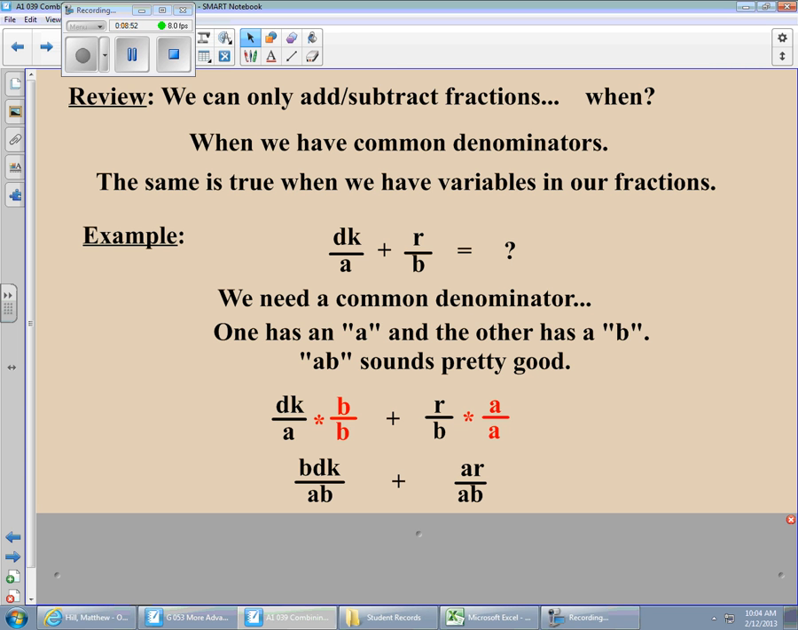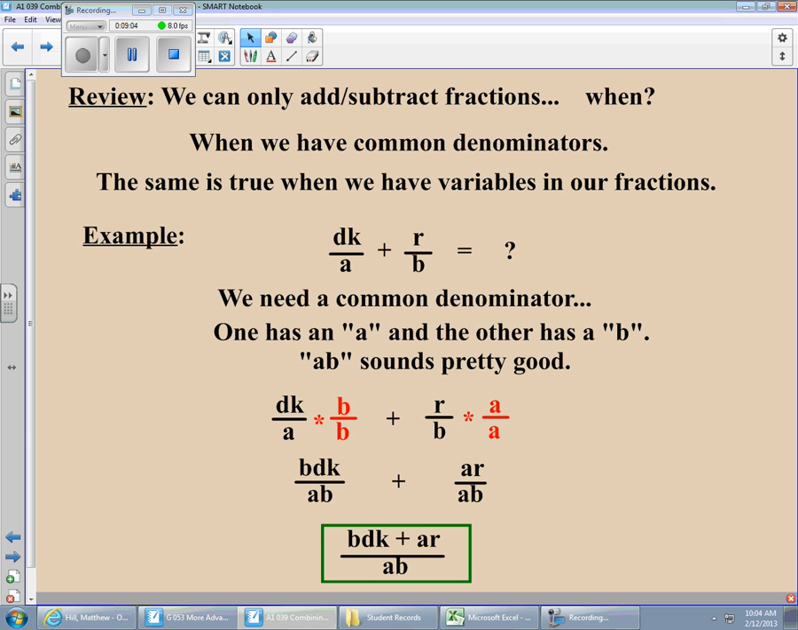The denominator is going to be AB. What's going to happen up top? This BDK, whatever it is, is going to add together with whatever AR is. Just write them down.